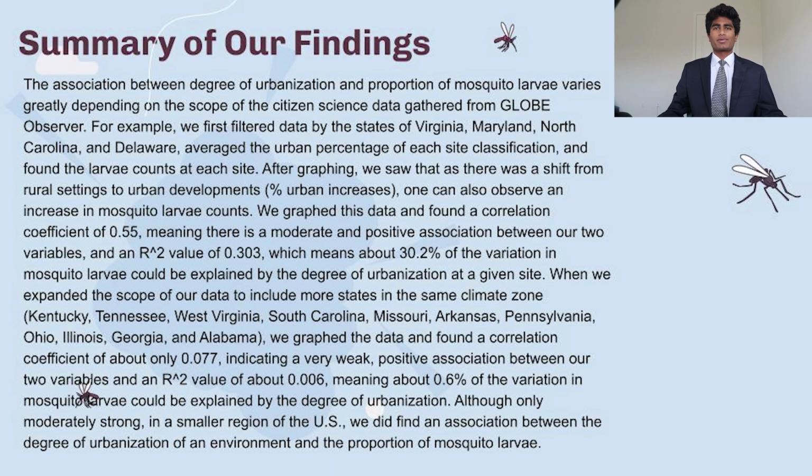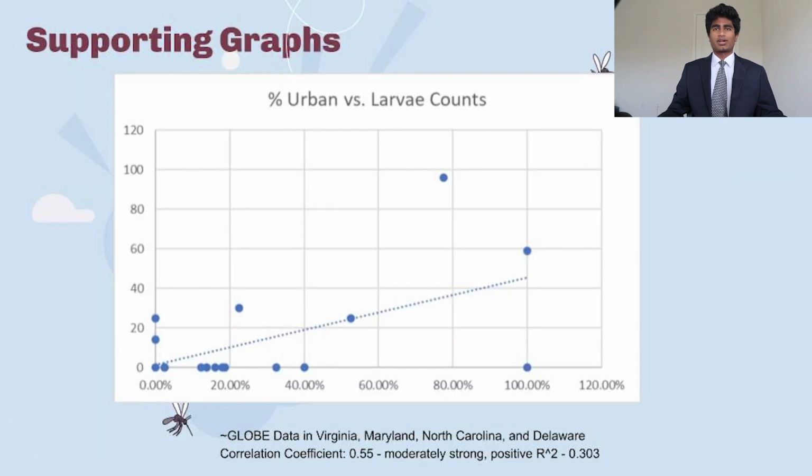The association we find varies greatly depending on the scope of the citizen science data we gather. First, we filtered data by only a handful of states in the same climate zone. We found a correlation coefficient of 0.55 indicating a moderate and positive association between our two variables, and 30.2% of the variation in larvae counts could be explained by urbanization.